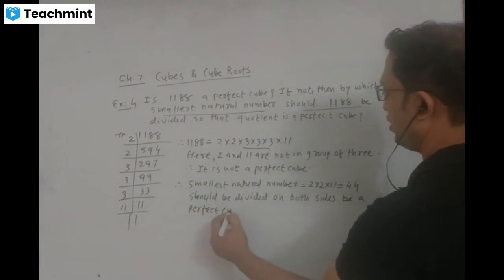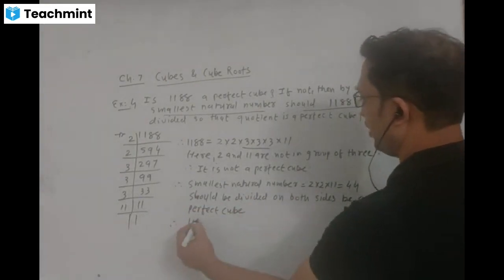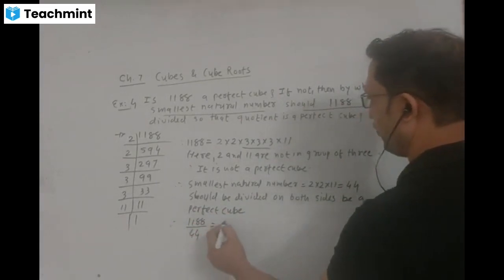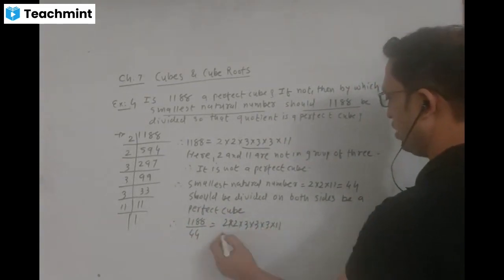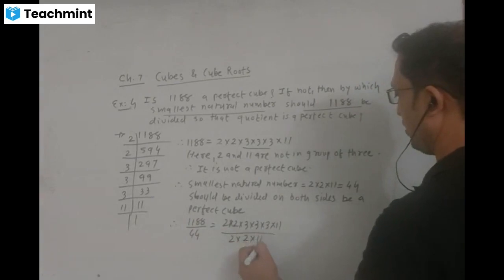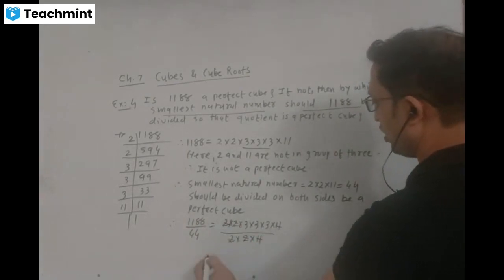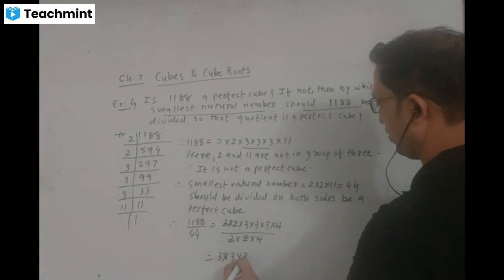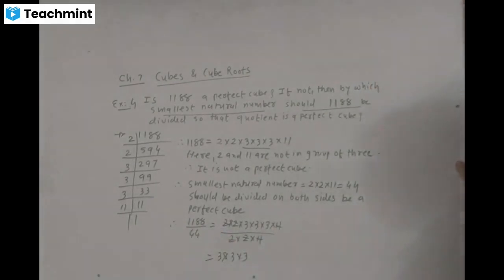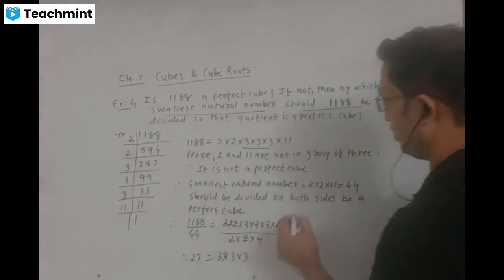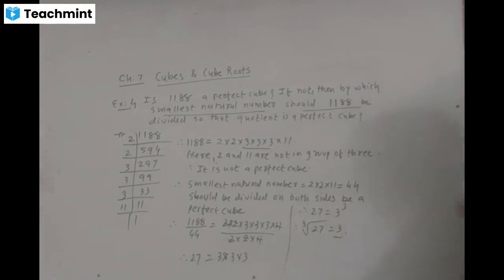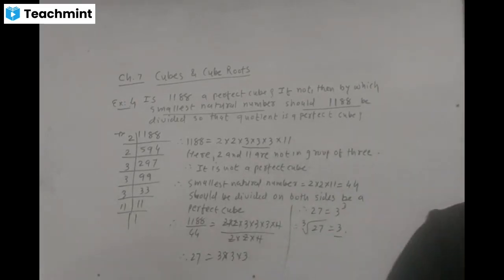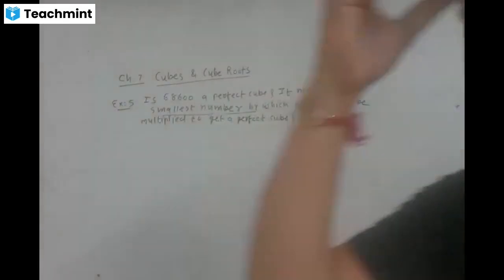Therefore, 1188 divided by 44: 2 multiply 2 into 3 into 3 into 11 by 2 multiply 2 multiply 11, 11 11 cut, 2 2 cut, that number is 3 multiply 3 multiply 3, and 1188 divided by 44 is 27. Therefore, 27 is 3 raised to 3. Therefore, the cube root of 27 is equal to 3, and that is the final answer. Okay, clear? Chalo.